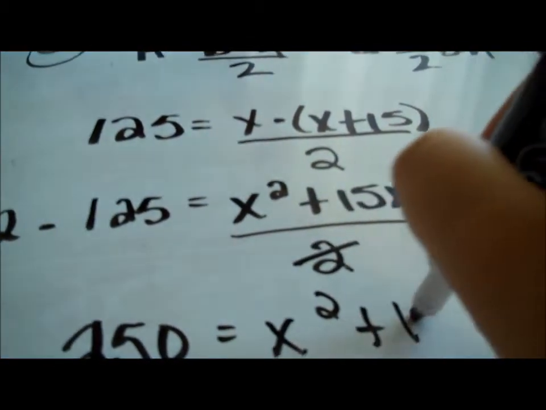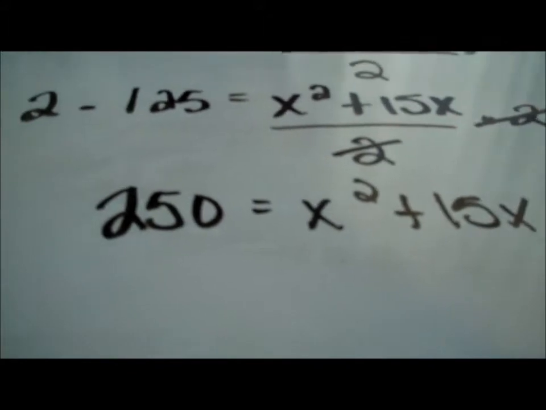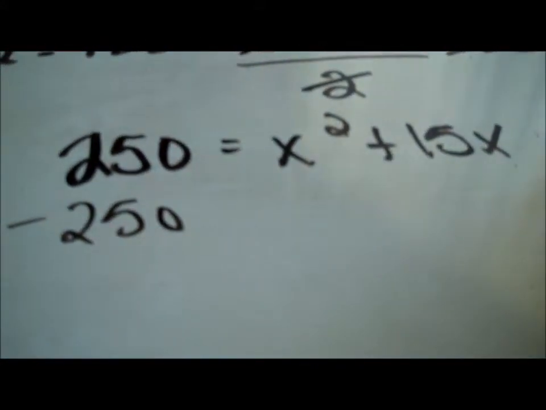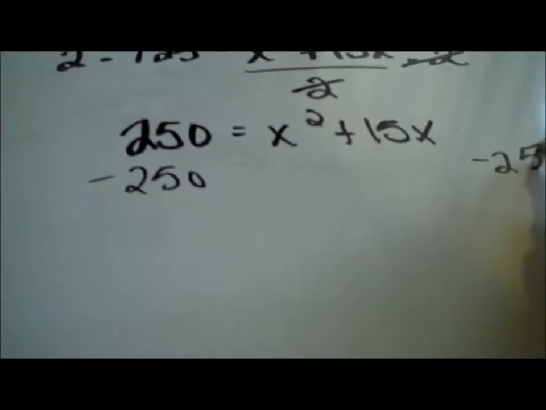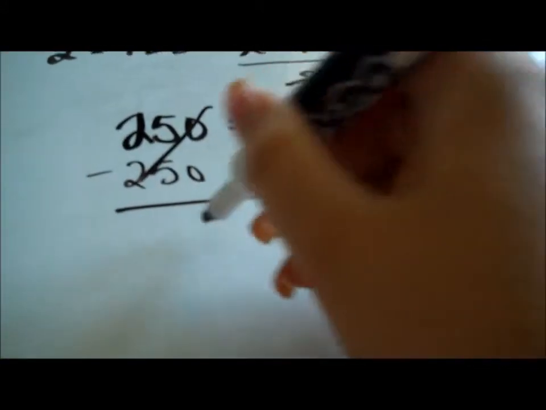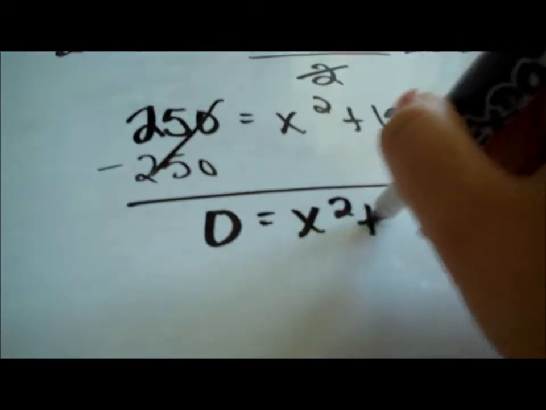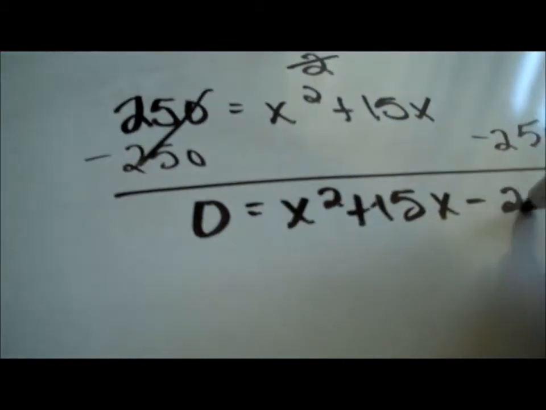2 times 125 is 250. Again, we are trying to solve this equation, which means I need a 0 on one side. It doesn't matter which side the 0 is on, but again, we want to keep the x squared positive, so we want to leave this here and move the 250. So I'm going to subtract 250 from both sides. So I have 0 equals x squared plus 15x minus 250.